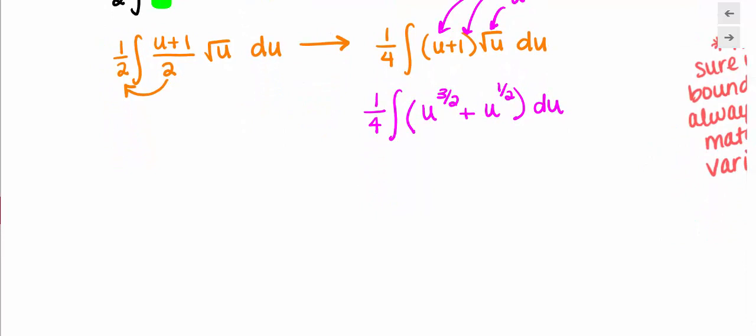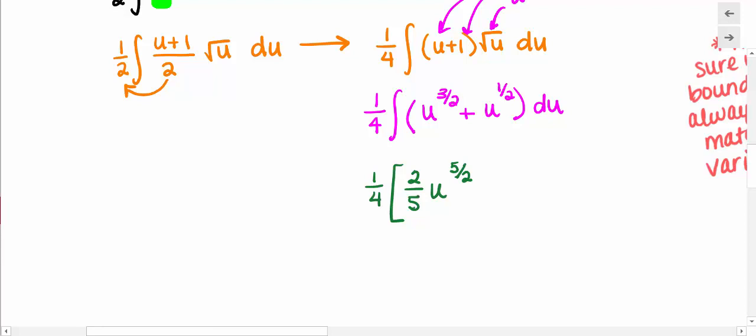So I can integrate this, keeping your 1/4 out in front of everything. I'm going to leave a space because, again, I'm integrating with a fractional exponent. So I'm going to leave a space, and this is going to be u to the, add 1 to your exponent, would be 5/2. And I'm not going to divide by 5/2. I'm going to multiply by 2/5.